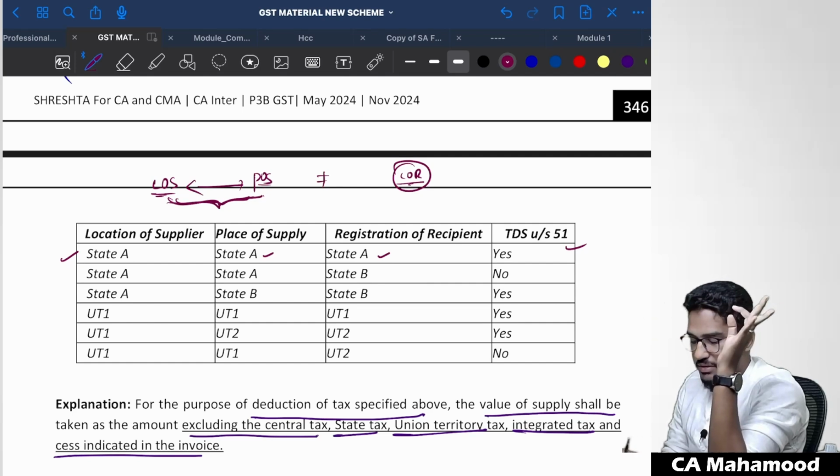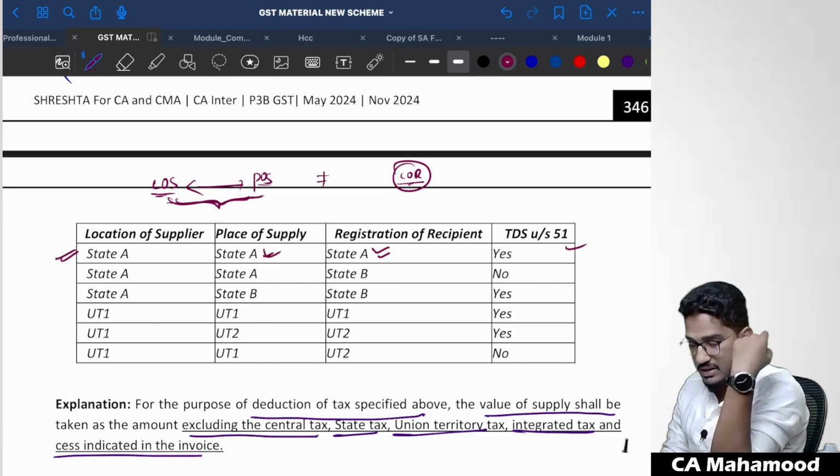Here there is no difference, everything is the same. The location of the supplier is state A only, place of supply is state A only, registration of the recipient is also in state A only. So in this case, TDS will become applicable. Take the second case.